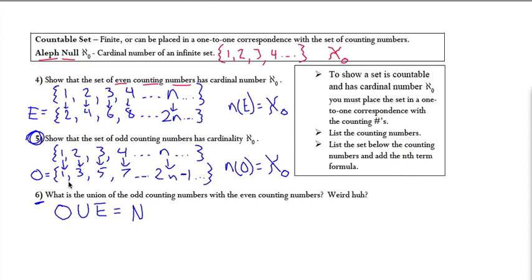Now we just showed that the odds have Aleph-Null elements and the evens have Aleph-Null elements. And we also know that the natural numbers have Aleph-Null elements. So it's kind of weird, because we can say that there are the same amount of odd numbers as there are even numbers, and that also equals the same amount of natural numbers. It's a very weird thing. So Aleph-Null is any set that is countable and infinite, and it is the lowest order of infinity.